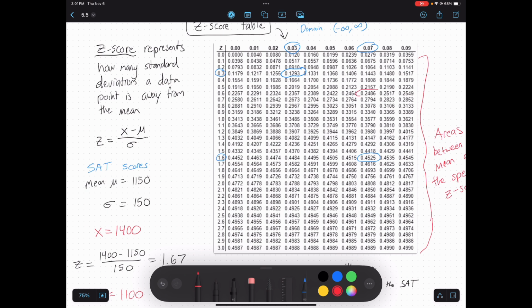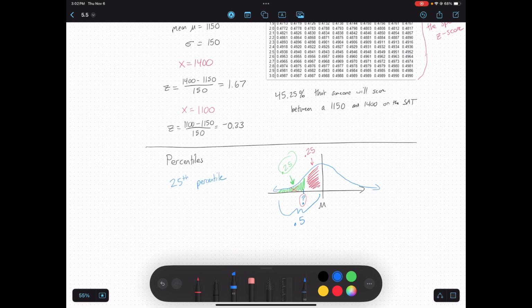Now you'll notice right here, I get pretty darn close. I end up with 0.2486 and 0.2517. So which one do I pick? Because neither of them are exactly 0.25. Well, I'm just going to pick the one that's closer. And in this case, 0.2486 is closer to 0.25. So I'm going to pick that one. So that gives me a z-score of 0.67. So the 25th percentile corresponds to a z-score of 0.67.